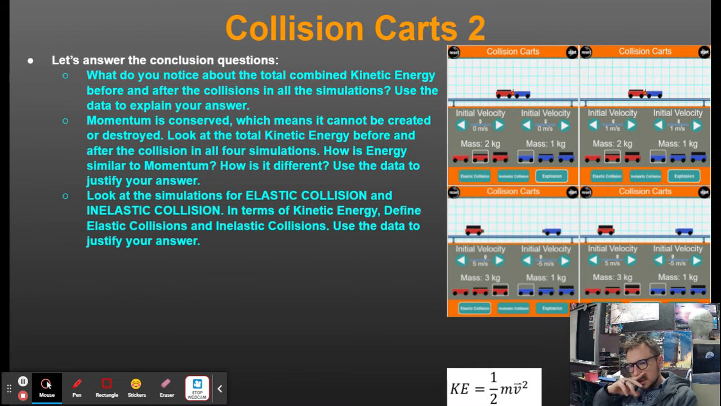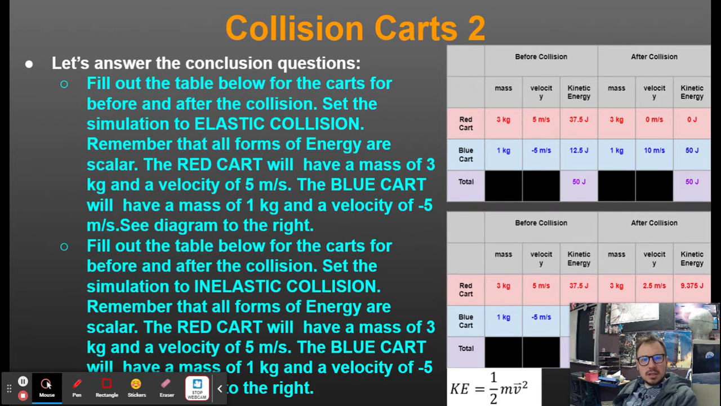So let's look at the simulations for elastic collision and inelastic collision in terms of kinetic energy. Define elastic collisions and inelastic collisions. So let's take a look at that, right? In an elastic collision, you'll notice that kinetic energy is conserved, right? It started with 50, and after the collision, there was 50 joules. Where that energy was changed, but the total amount did not. But in an inelastic collision, you started with 50 joules, and there's less after the collision.